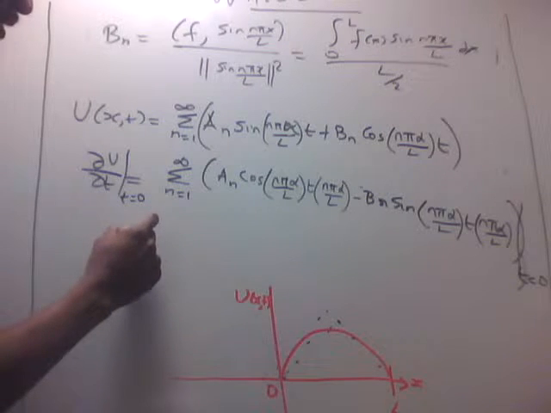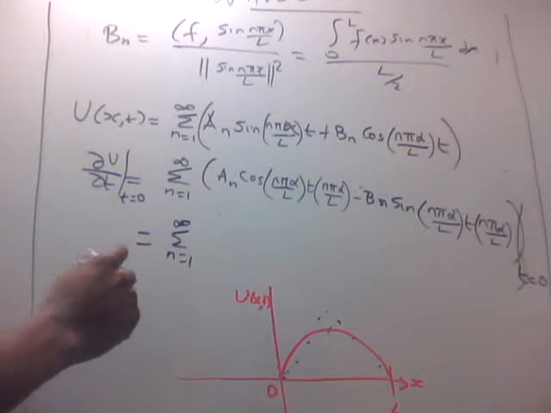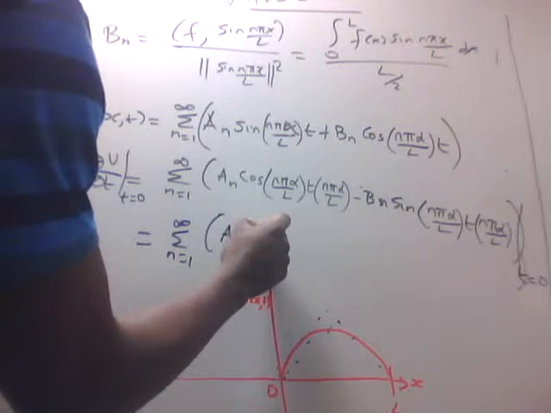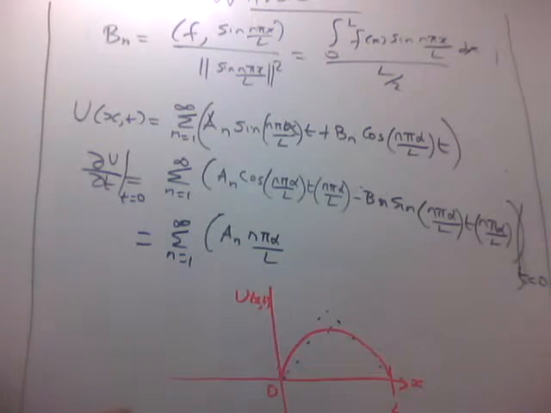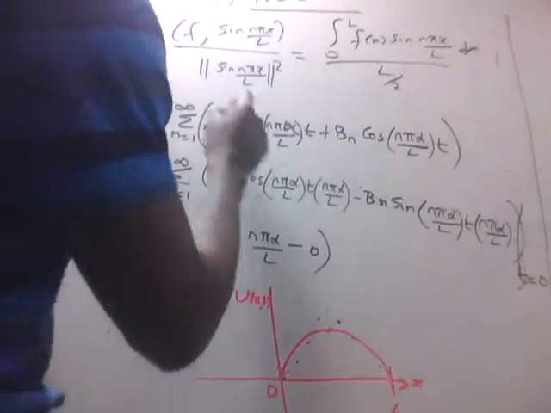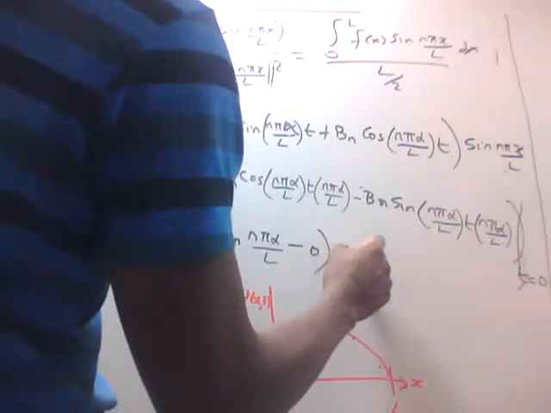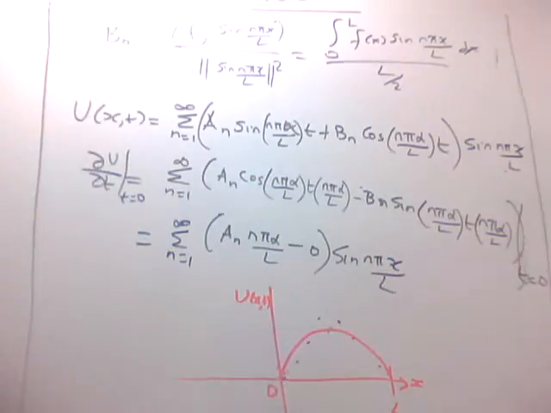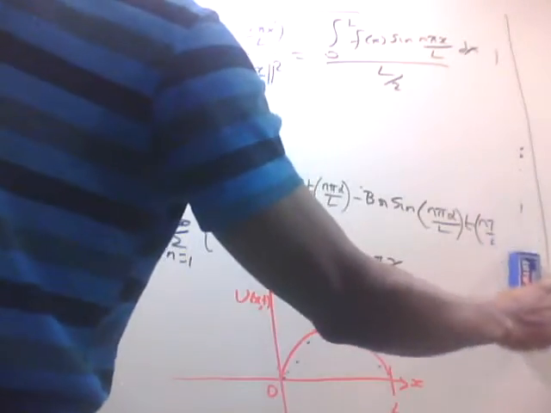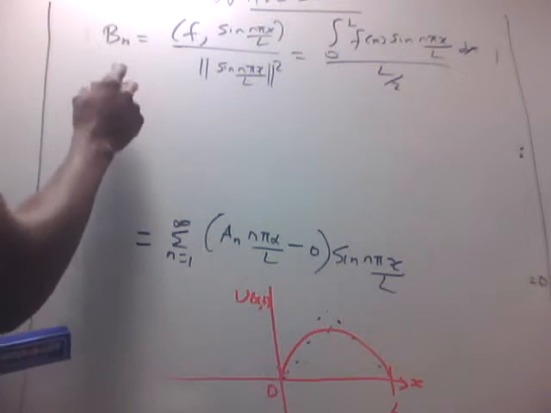Okay, and that gives you, at t equals 0, this is 1, so I have an n pi alpha over L minus 0 times the sine function that is out here that I forgot, times sine n pi x over L. Okay, so we have another Fourier sine series, and because we know sine n pi x over L gives you an orthogonal set of functions, I can do the same trick. So this is g of x.